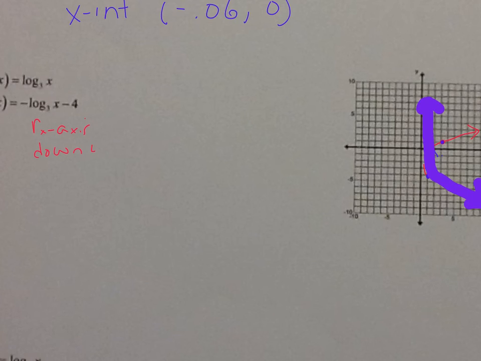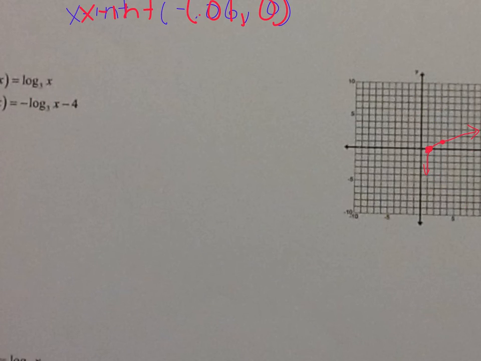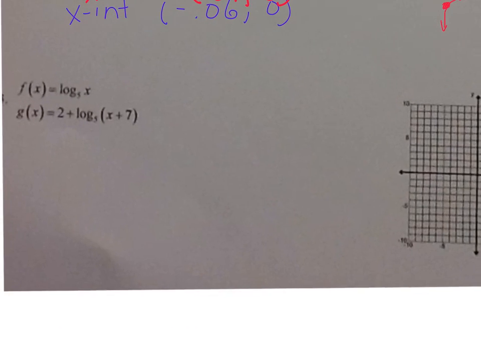All right, so let's see, my domain. So now my domain is from 0 to infinity. My vertical asymptote is x equals 0, so the asymptote didn't change. And my x-intercept, so you could do that in the calculator to graph it, and that'd be 0.01, comma 0. All right, and let's try the last one.